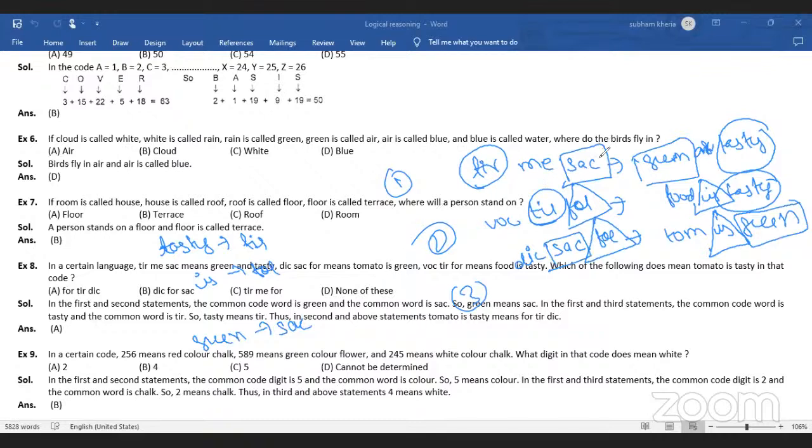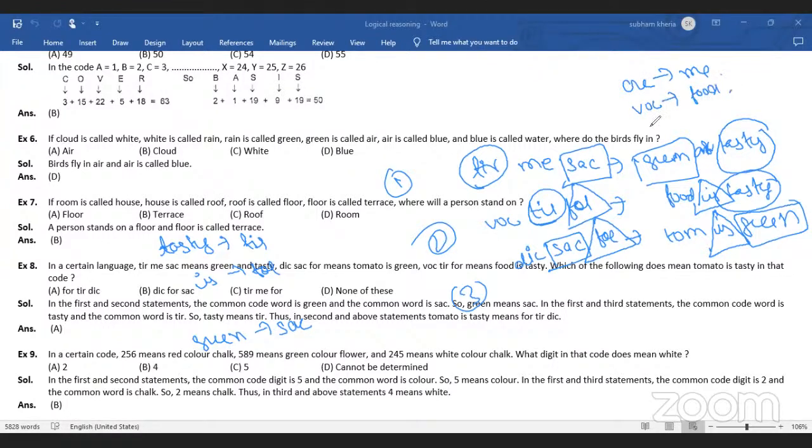Now, look carefully. In this sentence, what is the remaining word? Tomato, and what is the remaining code? Ter min. So what is the code of tomato? Min. In this sentence, tasty and is are already taken. What is the remaining word? Food. What is the remaining code? Walk. So what's the code of food? Walk.